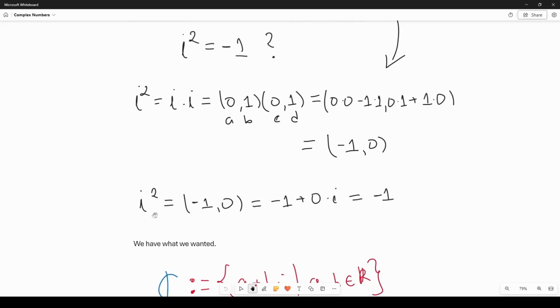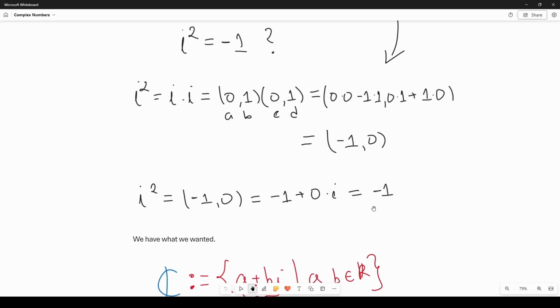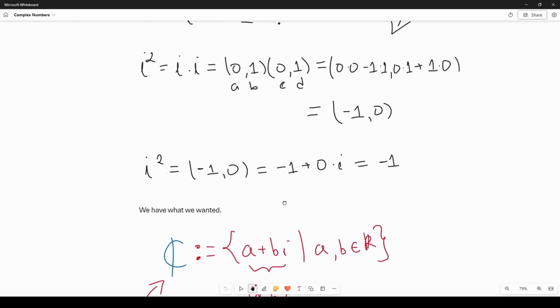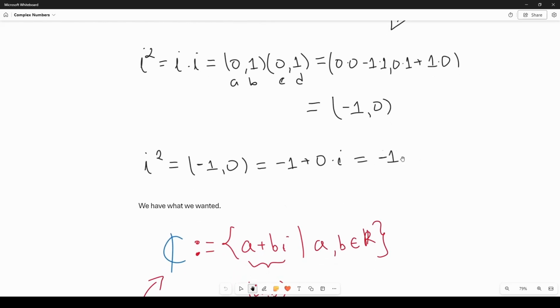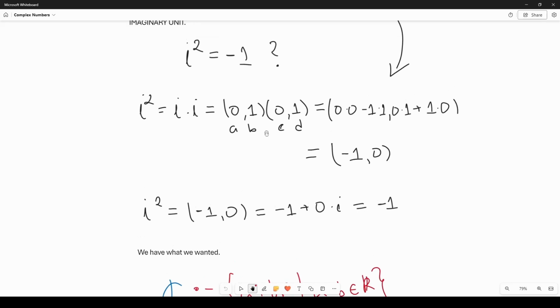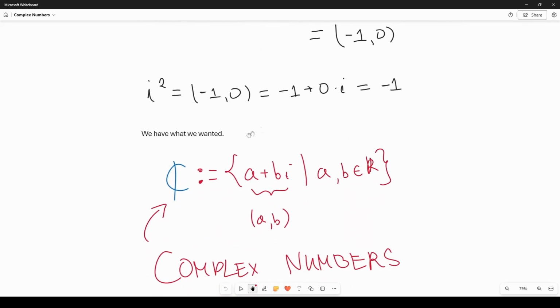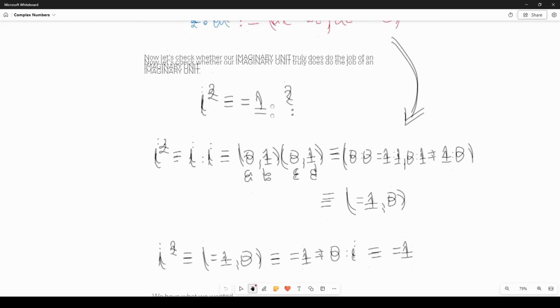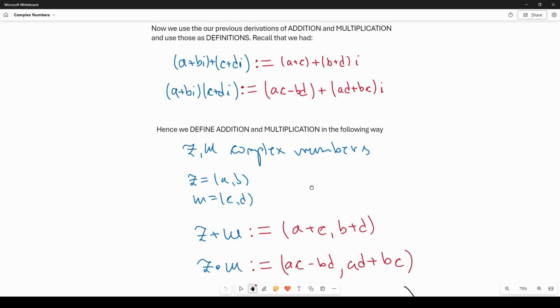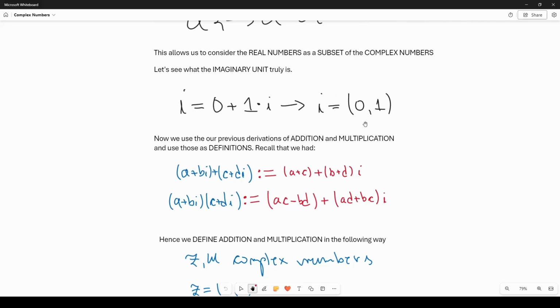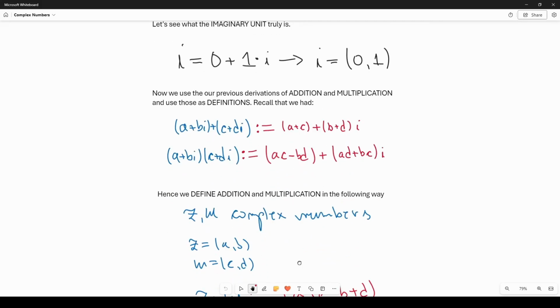So we write out that I squared is equal to this ordered pair, and now we write this in the form of A plus B times I. So we get minus 1 plus 0 times I, which we identify with the real number minus 1. So I squared is equal to minus 1, which is what we wanted of our imaginary unit. So we have constructed a mathematical object, this ordered pair, which acts as the imaginary unit.